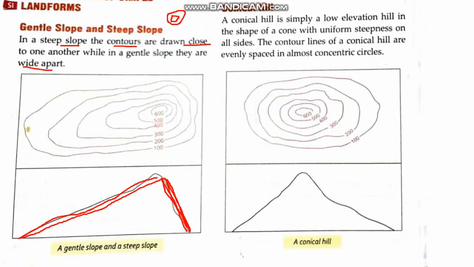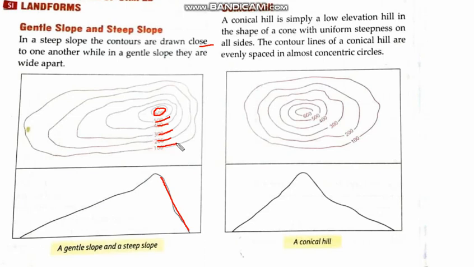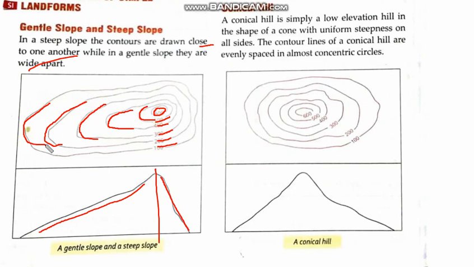So let's see how they have drawn. See, this one is the steep slope. Steep means they are drawn close. That's why, see, this one is close. These are close to one another. It means that at this side there is a steep slope, but this one is gentle. So how can we show gentle? Wide apart. So see, one is over here, another one is at a distance, then another one again. So we can identify that there is a steep slope here and a gentle slope over there.